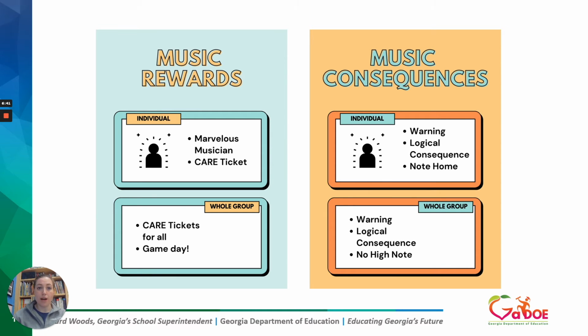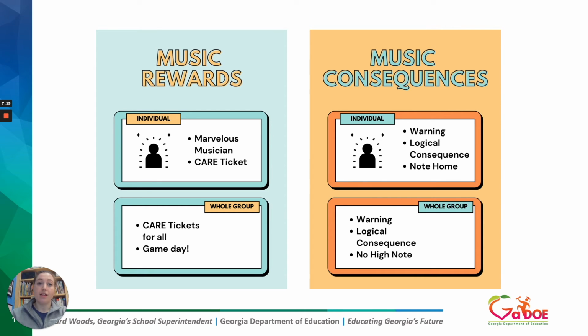So on the board, I have these posters as well. So an individual exhibiting good behavior will get a marvelous musician certificate, which I'm about to show you, and they'll get a care ticket, which is our school's version of our PBIS reward, and they collect them throughout the building. When the whole class earns that note, their music note to the top line, in my class, the reward is a game day. And I will also give a care ticket to everyone in the class, not just one individual, for helping as a group to earn that reward.